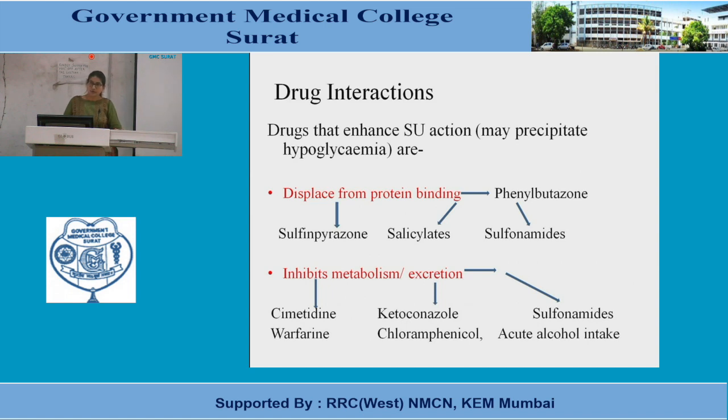The first group is drugs which displace sulfonylureas from protein binding. That is, these drugs bind to the same plasma protein. So when they are given, there is less plasma protein available for binding, and either the sulfonylurea gets attached or these drugs get attached. So either one will have an increased concentration in the circulation, and thereby increased action. In this group you have phenylbutazone, sulfinpyrazone, salicylates and sulfonamides.